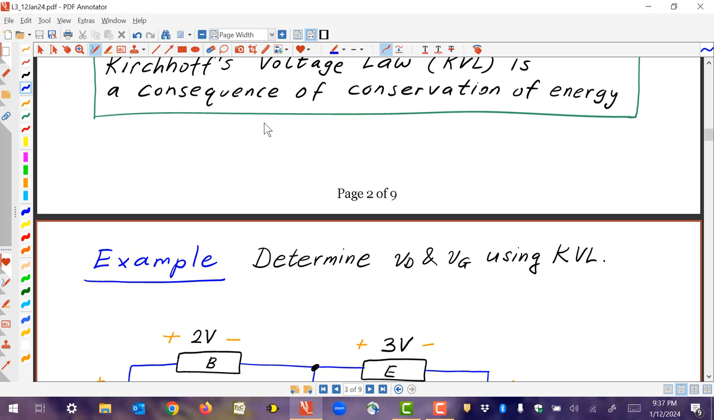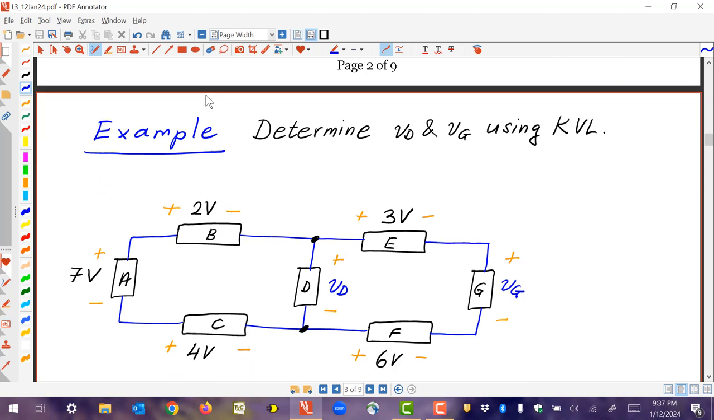So here's an example, and I have a connected system here, and I said determine voltages VD and VG using KVL. And so VD and VG, they're sitting right here. They're here and here. Okay? And of course, we're going to do these by using KVL, Kirchhoff's voltage law. So let's do that.